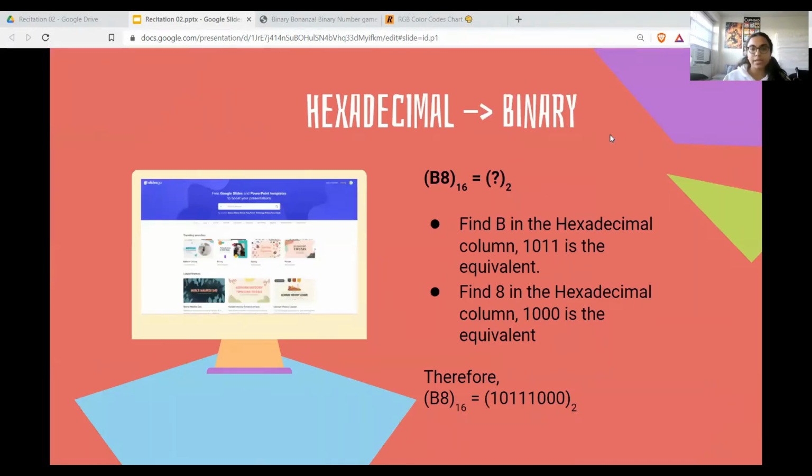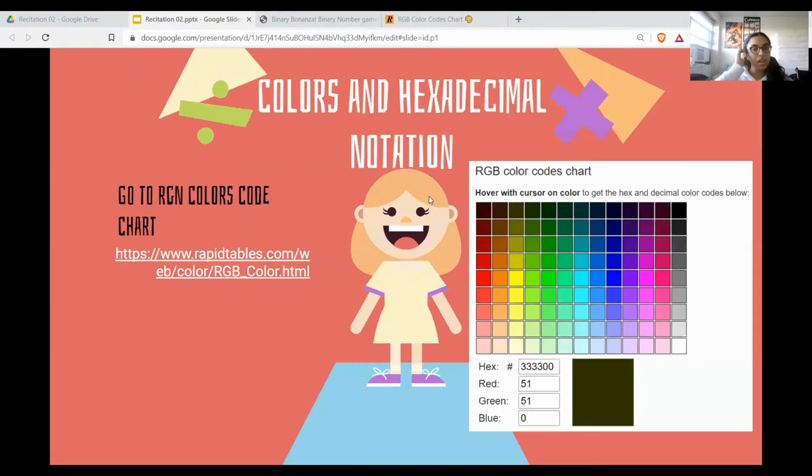Now we'll move to hexadecimal to binary. You can see here the hexadecimal number is B8. First we will find B in the hexadecimal column. That is, you have to go back to the table and check the corresponding value of B. You will find it to be 1011. Then you find 8 in the hexadecimal column and you get the corresponding value to be 1000. The binary representation of the hexadecimal B8 is 10111000. Now we have seen how to do binary to hexadecimal and hexadecimal to binary.